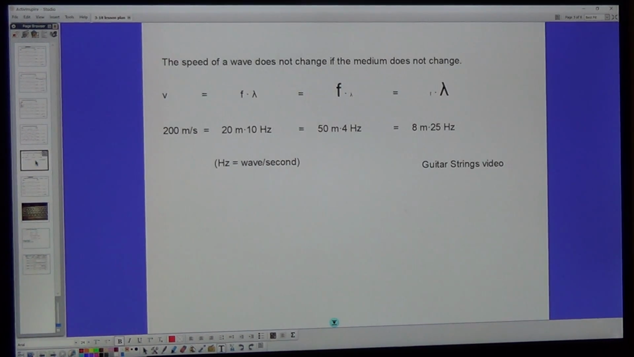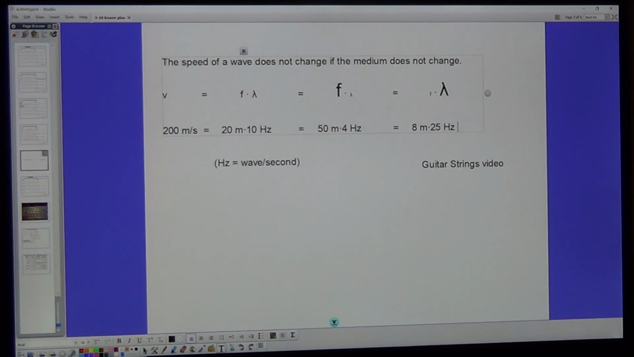Now, you have done problems with this. As a matter of fact, last time we were in class, we had you figure out how to find the wavelength, how to calculate the frequency, and then on your own you were able to figure out the speed of the wave using the basic wave speed formula. The velocity of the wave, the wave speed, equals the frequency multiplied by the wavelength.